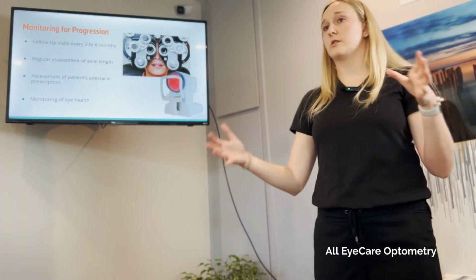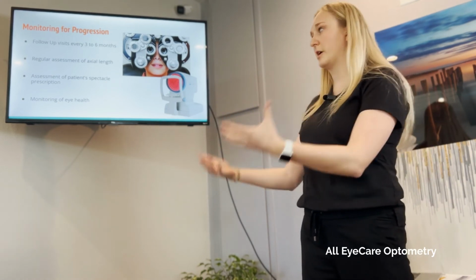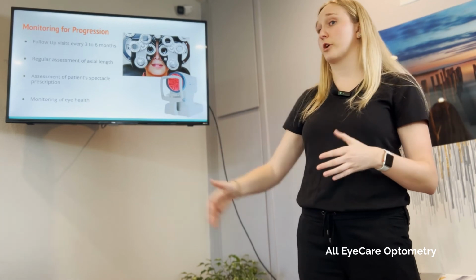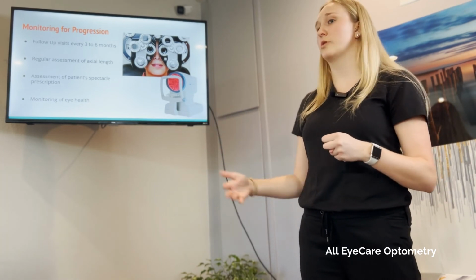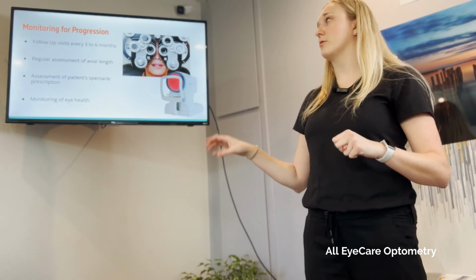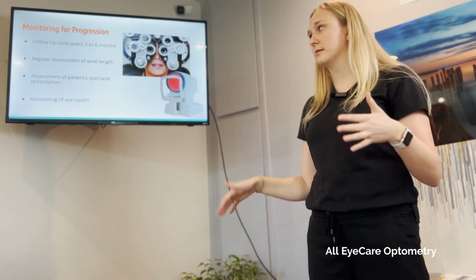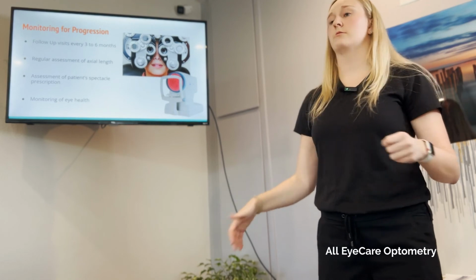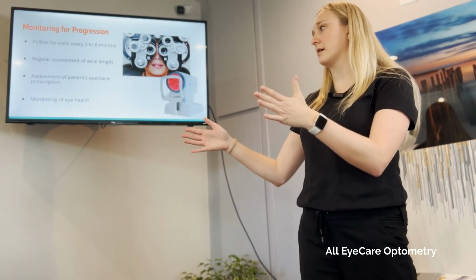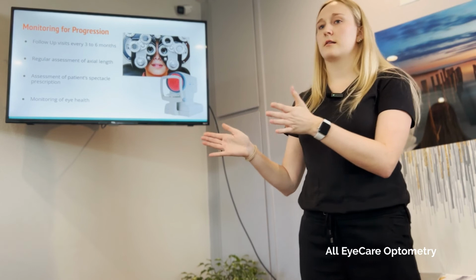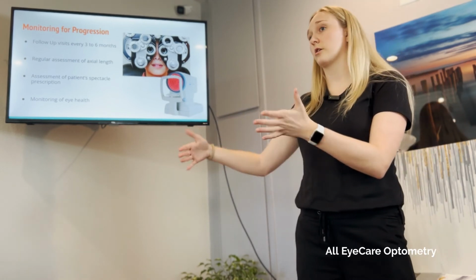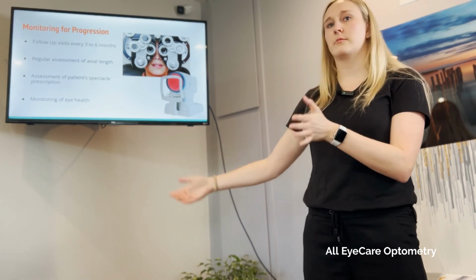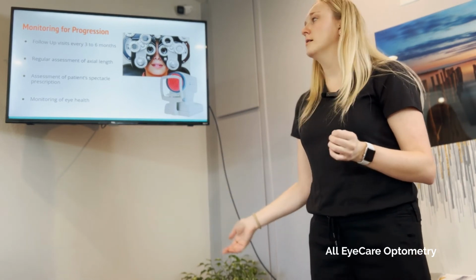So because we don't know which option is best for the patient, we have to monitor to see if they're progressing even with the modality. So typically we'll follow up every 3 to 6 months, depending. And this is why we do that axial length measurement. So axial length refers to the length of the eye. And we know that myopia refers to an eye that's longer than we want it to be. So if we're seeing the eye grow over time, then we're seeing progression.